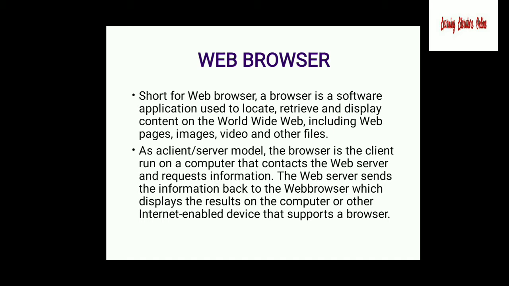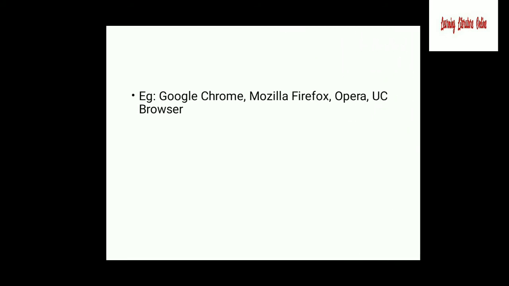As a client server model, the browser is the client run on a computer that contacts the web server and requests information. The web server sends the information back to the web browser, which displays the result on the computer or other internet enabled device that supports a browser, like our mobile phones. Example, Google Chrome, Mozilla Firefox, Opera, UC browser are examples of what? Web browser.